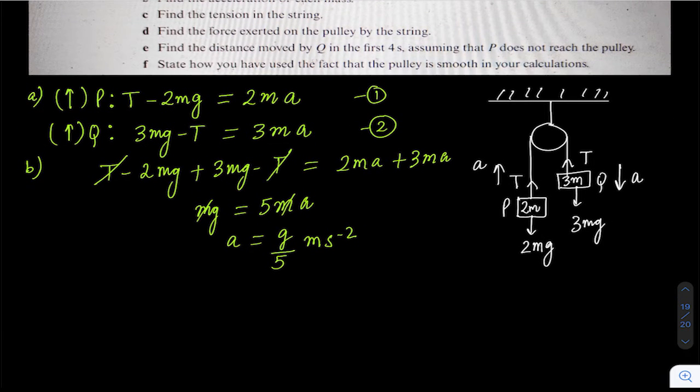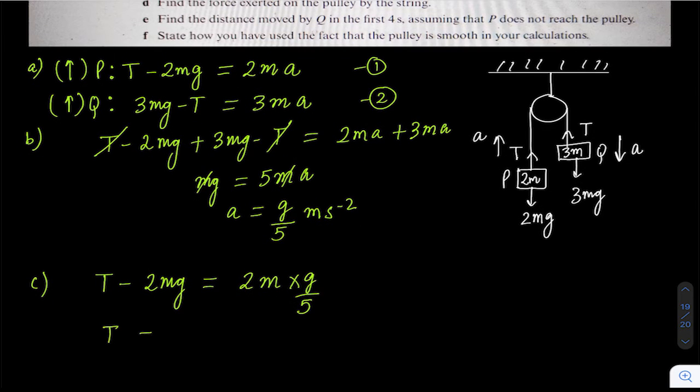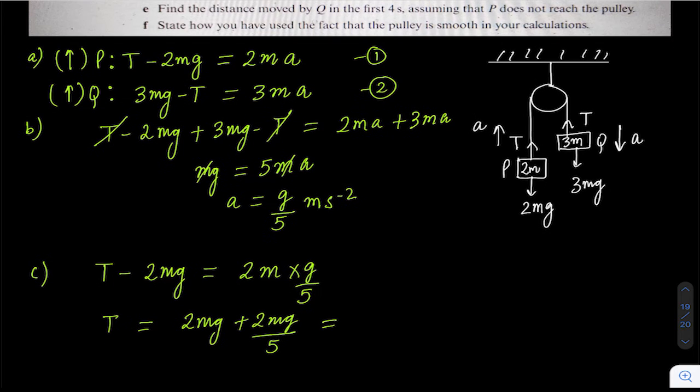Next, they are asking for tension. Okay, so tension you can find from first equation or second. It's your wish, you can use any equation, it doesn't matter. So T minus 2mg is equal to 2ma. So 2m into a, a is g over 5. So let's calculate tension. Tension will be 2mg plus 2mg over 5. So this is 10 plus 2 is 12, so 12 over 5 mg. So this will be our tension.